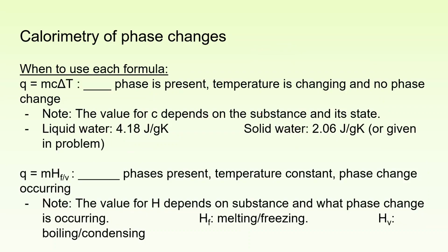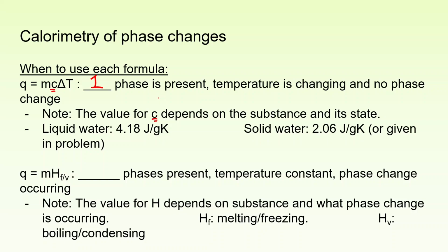All right, so when do we use these formulas? When is it appropriate to use the Q equals mC delta T? You're going to use that when there is one phase present. The temperature is changing and there is no phase change. So that's when you want to use this one. Hey, is it one phase? Use that. Is the temperature changing? Use this one.